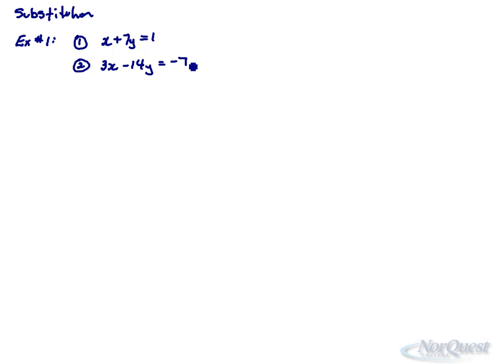So the easiest way to do this question, hopefully you look at equation 1 and say solving equation 1 for x is the easiest step that I can do. Always look for the easiest route. So I'm going to, off to the side here, write equation 1 as x equals 1 minus 7y. When I take the 7y to the other side, it becomes negative.